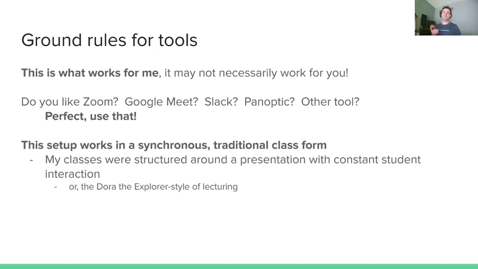I'd go over some points, I'd ask some questions, I'd get students talking, maybe a little bit of group work, discussion types of things. These are the classes that I've used it for and where it's worked. I like to call this the Dora the Explorer style of lecturing, where I go over something, I ask a question, then I stare blankly until somebody answers me.